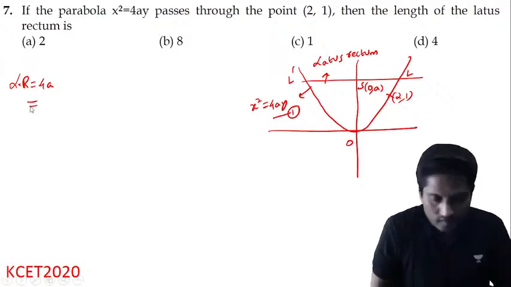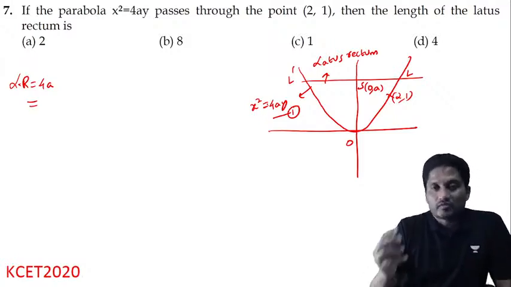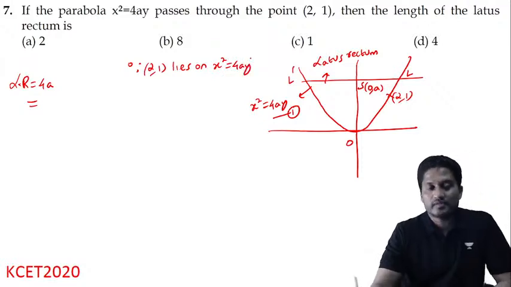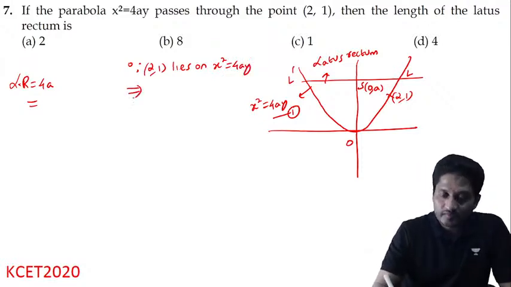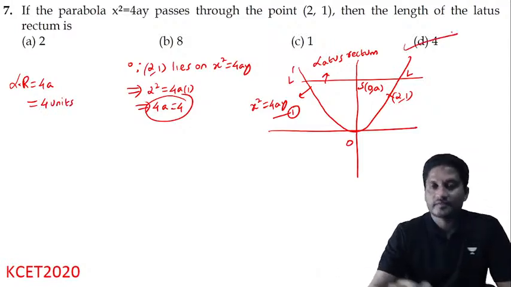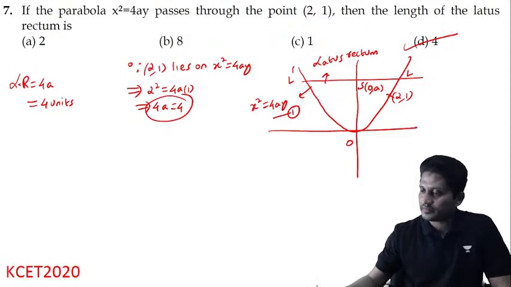Okay, now this parabola is passing through the point 2, 1, right? Now since 2, 1 lies on x square is equal to 4ay, if I substitute here, 2 square is equal to 4a into 1. So this means that 4a is equal to 4, right? Now the length of the latus rectum is 4a, that is equal to 4 units only. Answer is option D. Right, let's move to the next question.